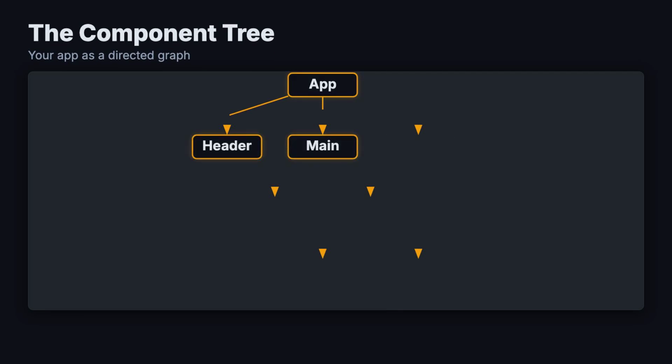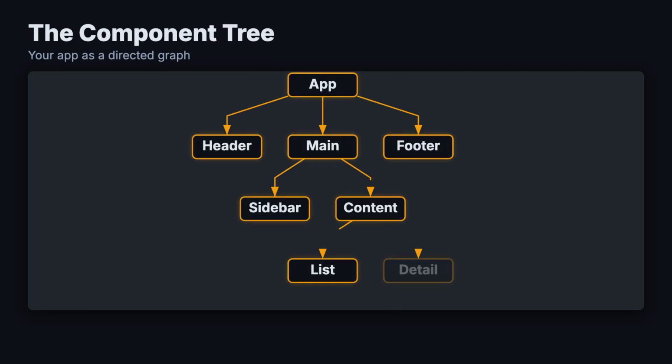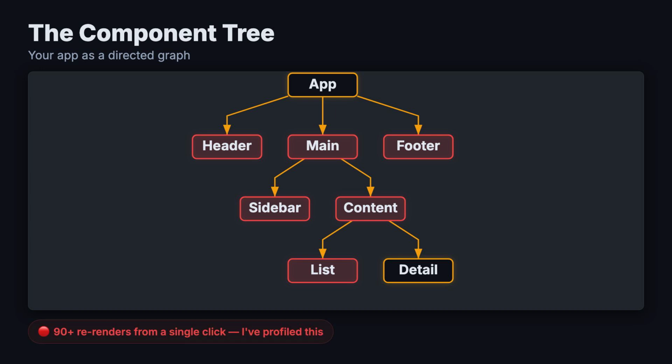Picture your app as a directed graph, with your root component feeding into every child. This is exactly what tools like Dagre render when you visualize a React component tree. When a parent re-renders, React walks down every branch that hangs below it. That re-render wave doesn't stop at one level, it hits every descendant. I've profiled apps where a single button click triggered over 90 component re-renders.